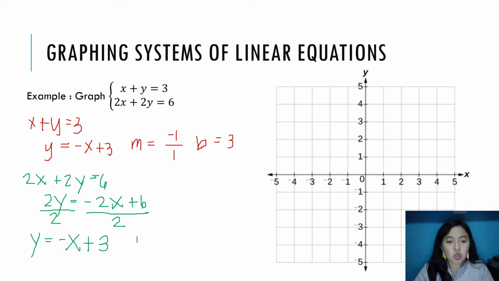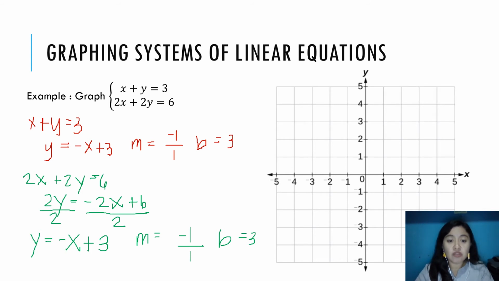The slope for this equation is negative 1. And again, we put a denominator of positive 1. And the y-intercept is positive 3. Now, if you notice here, the slope and the y-intercept of the two equations are the same, even though they are different equations. So, what will happen if we graph them?